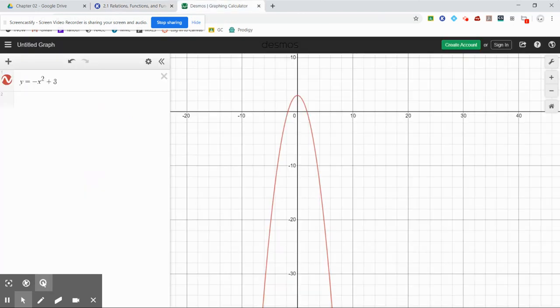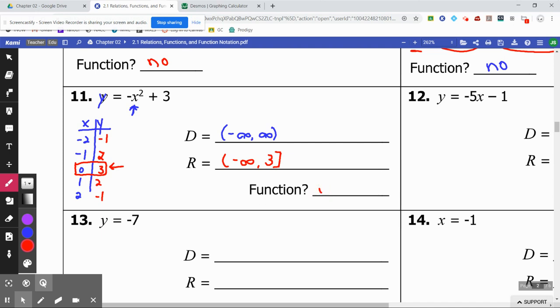Now, is it a function? And you can see very easily from the graph that it would be a function, yes, because of the vertical line test. Or you could say, is there any way that these x values could repeat? Or if I plug in -2, could I get 2 different y values? And you're not going to.